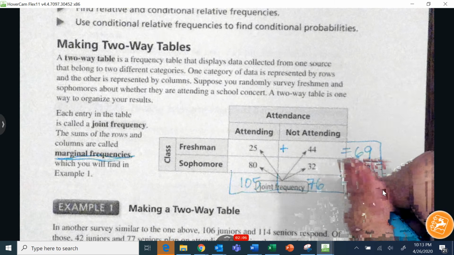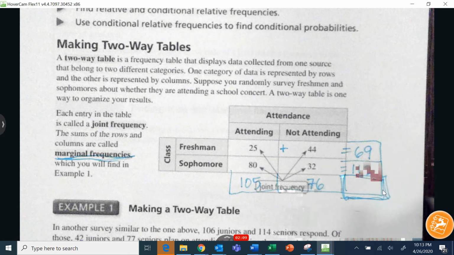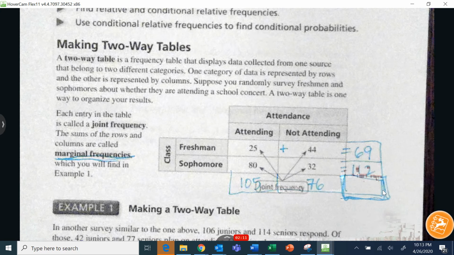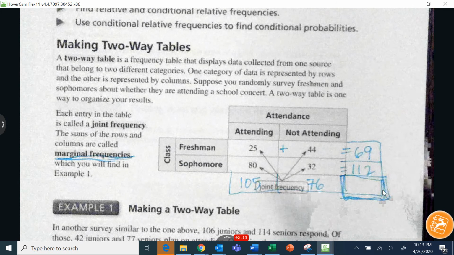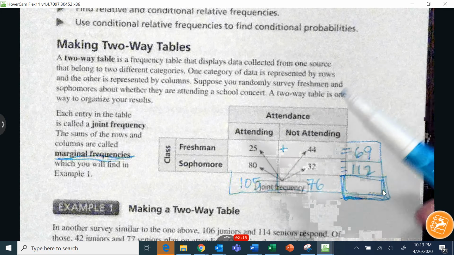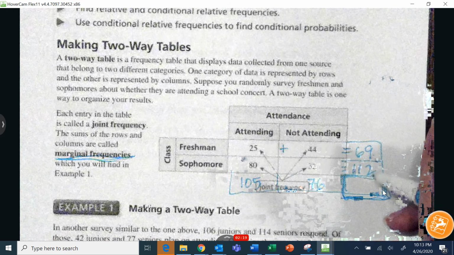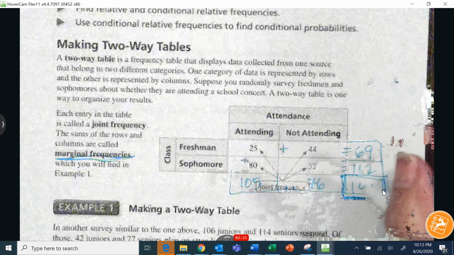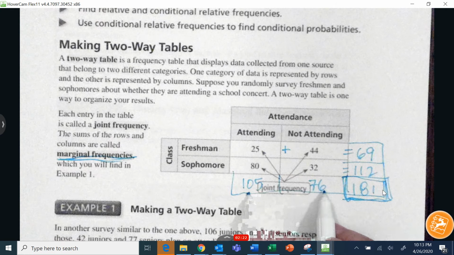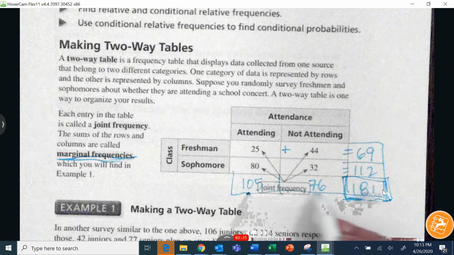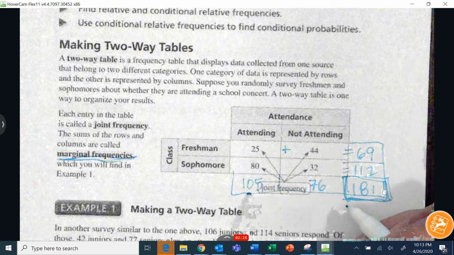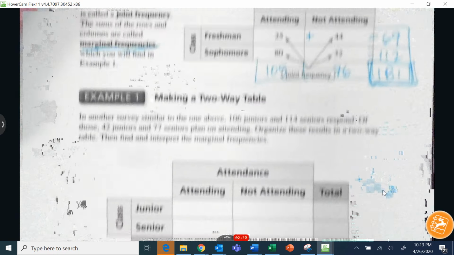Now this special box at the end here is the total surveyed between the freshmen and sophomores combined. So I could add this way, or I could add 105 plus 76, and I should get the same answer if I add up and down or side to side. So we're going to do that from scratch for example 1.